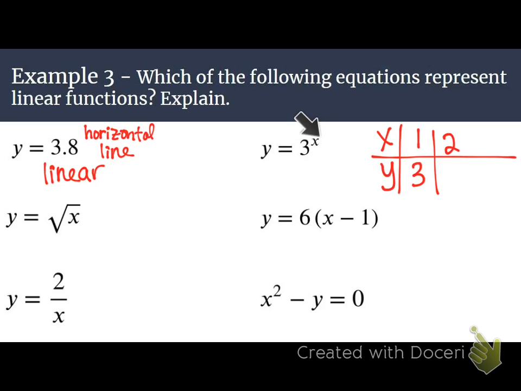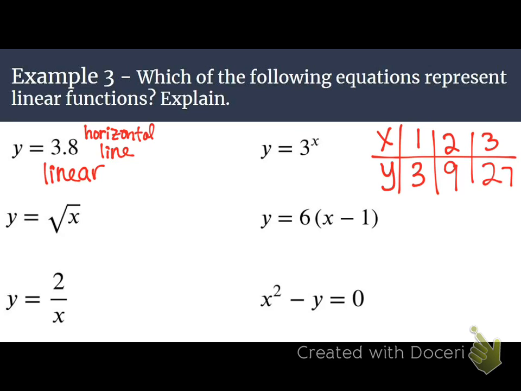I could plug in a 2. So that would mean it's 3 squared, or 3 to the second power. 9. So that means 3 times 3. Okay, we could plug in a 3. 3 to the third power is 3 times 3 times 3. What is it, Austin? 27. 3 times 3 times 3.